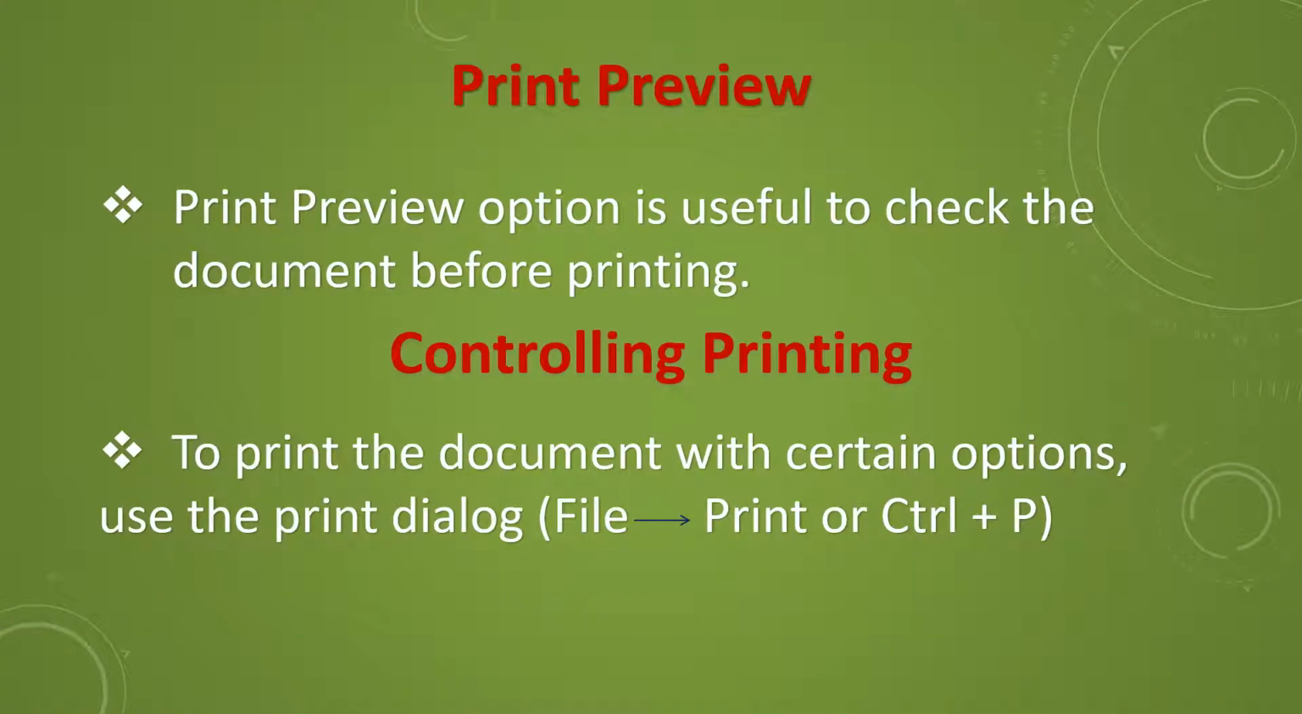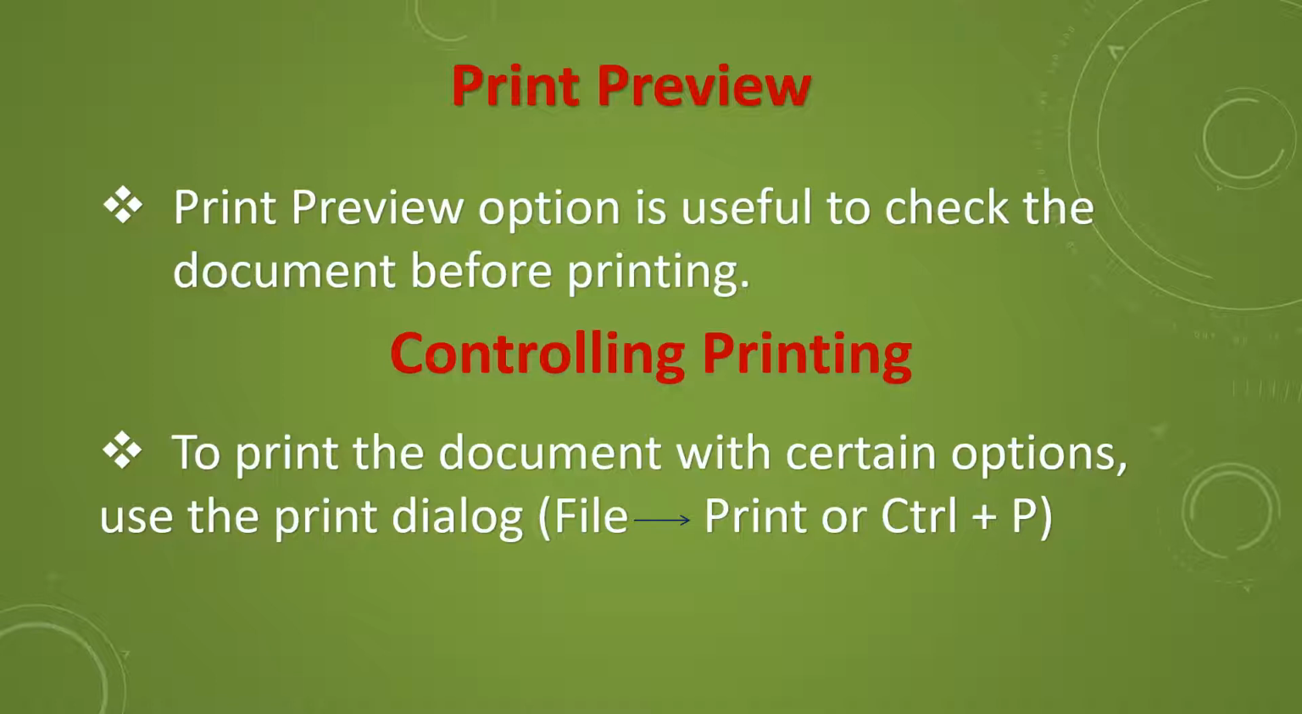Print preview. Print preview is useful to check the document before printing. A user can check whether the document is prepared as needed, such as indentation, borders, etc. Before printing the document, you can check everything, and if you want to do any correction, you can do that, and then you can take the print. Using the print preview option, you can view it before taking the printout, and if a correction is needed, you can do that, and then you can take the print.